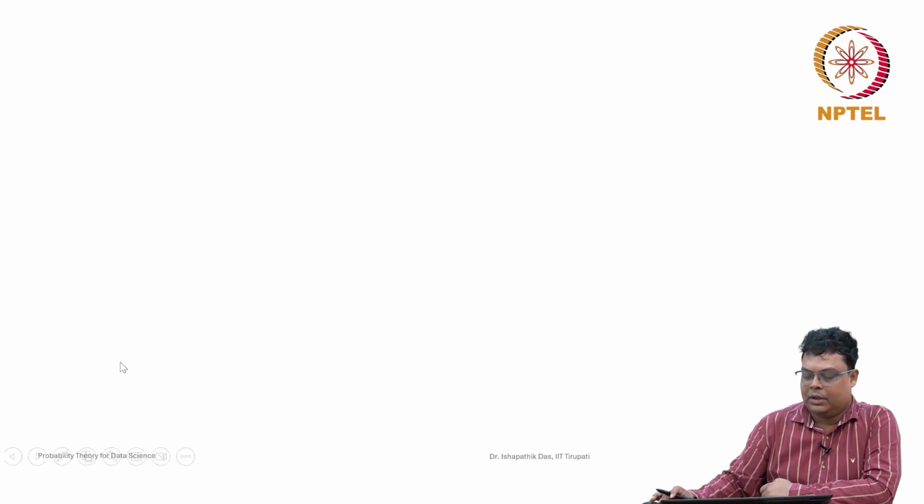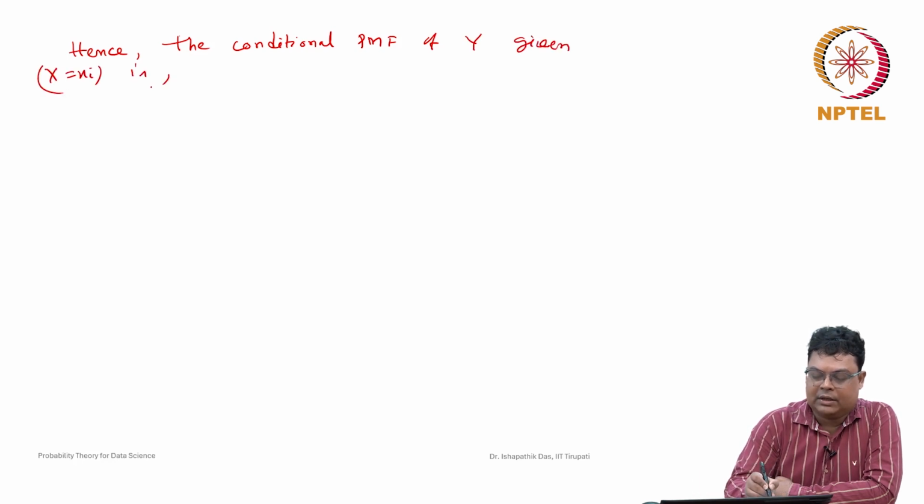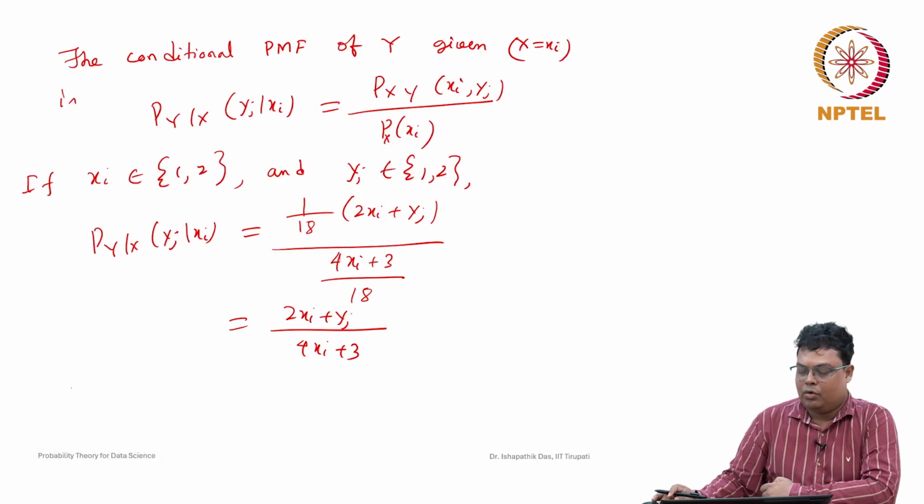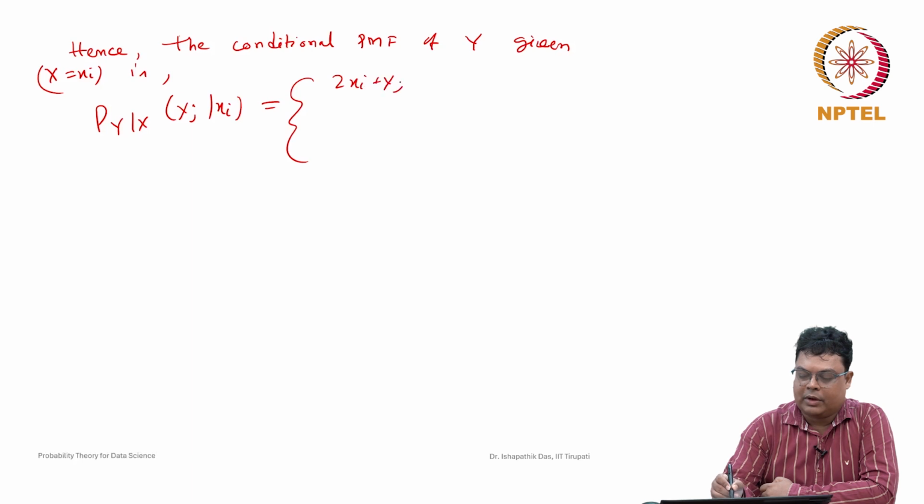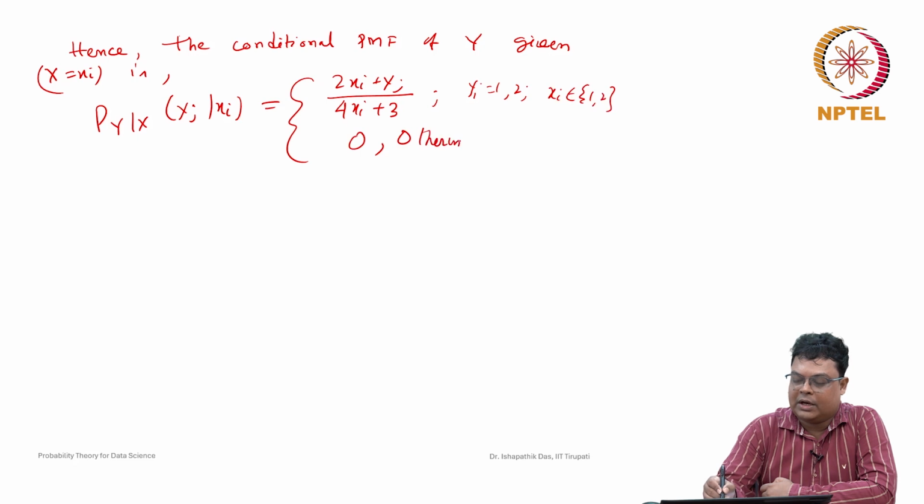Let us write on the next page. Hence the conditional probability mass function of y given x equal to xi is, what we found: p of y given x, yj given xi, is equal to (2xi plus yj) by (4xi plus 3), whenever yj is 1 and 2 and for particular values xi belongs to {1, 2}. This is equal to 0 for any other cases.